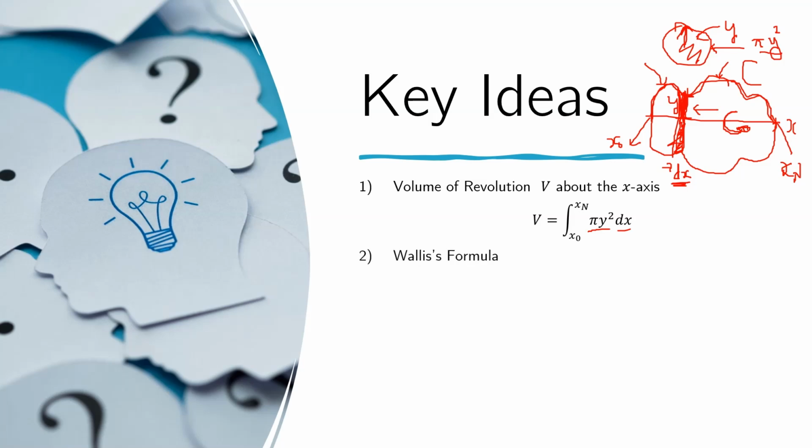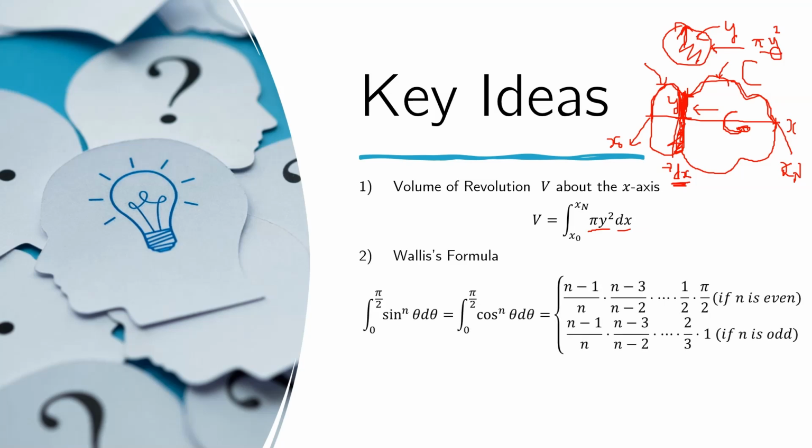Now the second thing is, again, Wallis's formula, which is going to make the integration easier. Just to remind ourselves, it says that if we have the trigonometric functions sine and cosine raised to the nth power, and we get their definite integral from 0 to pi over 2 (remember, the limits are important, so this only works if we take the integral from 0 to pi over 2), then the value of that definite integral will be equal for sine and for cosine, and they will also be equal to the values here.